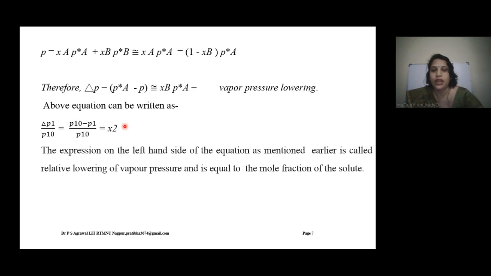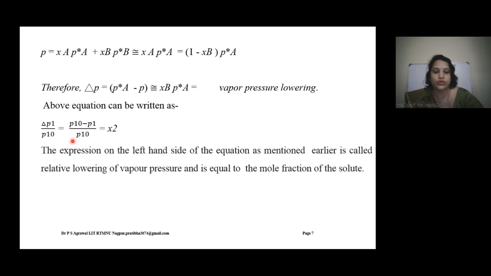Now, after this Raoult's law, we can easily replace this for another composition, another mole fraction, and from the mole fraction we can keep the values of the pressure. We can find out the value of x2. This is the value of x2. The left hand side, it is mentioned earlier, is called the relative lowering of the vapor pressure.